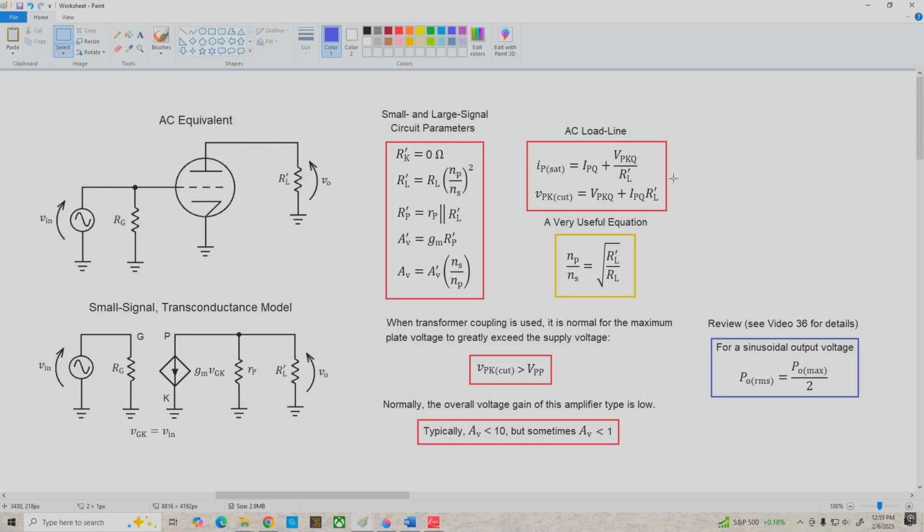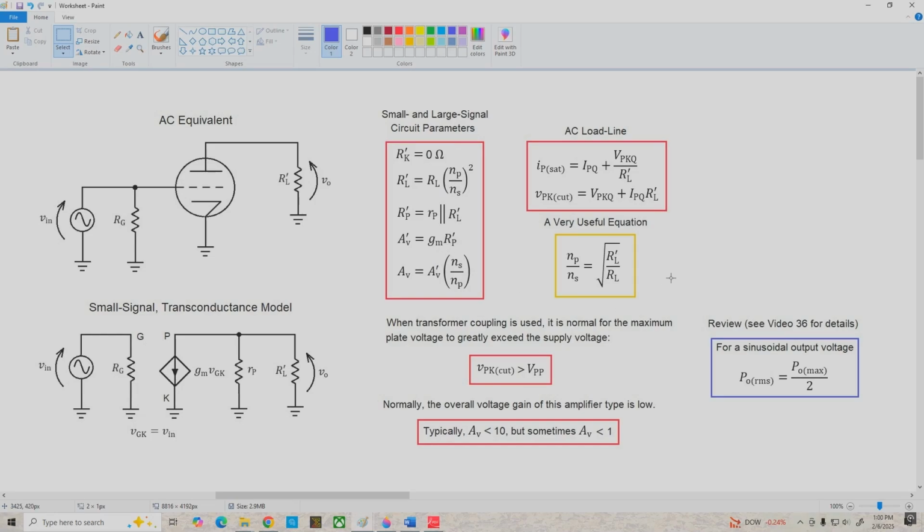Moving on over to this next red box, we've got the equations for the endpoints of the AC load line. These are the same equations we've been using all along, so there's really nothing new here. Down below in the yellow box, I've solved the reflected load resistance equation for the turns ratio, and this is useful because transformer manufacturers don't give you the turns ratio. They give you the impedance ratio, that is the reflected load resistance for a given load, and you have to solve it for the turns ratio, and that's what I've done here. That's useful for determining the overall voltage gain and so on, as we can see over here on this left-hand side.